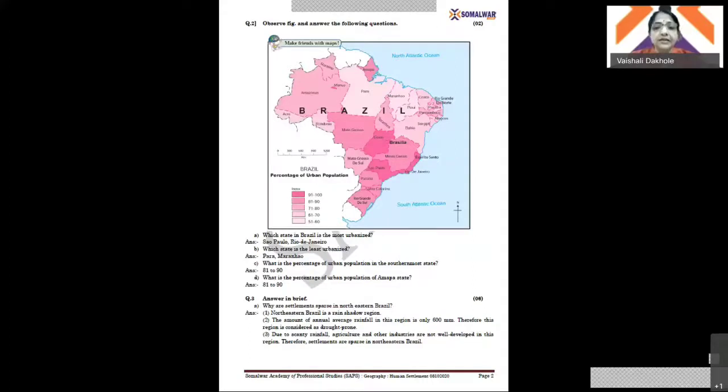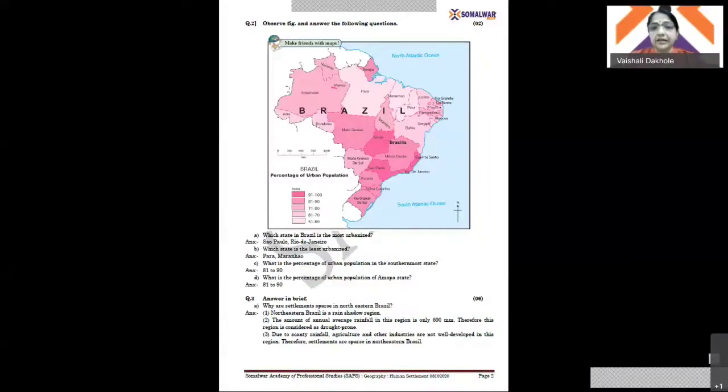So the percentage of urban population in Rio Grande do Sul, now you can see it is near about 71 or 81 to 90%. The color is matching with 81 to 90. So in the southernmost state, that is Rio Grande do Sul, the percentage of urban population is 81 to 90.